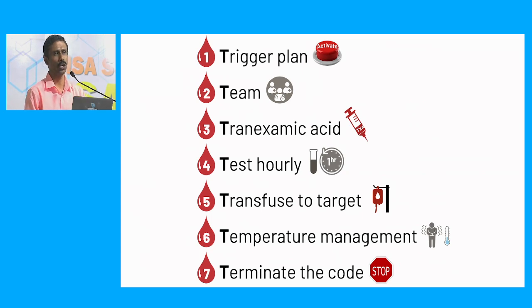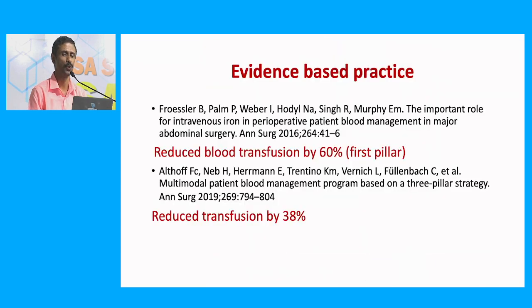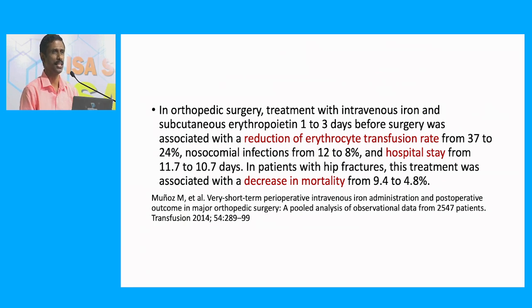Massive transfusion protocol is one point where, again, we are in a lot of dilemma about which product to transfuse. So have a trigger plan, make it a team approach, use tranexamic acid, use repeated evaluation of the patient, and know when to terminate the massive transfusion protocol. The patient blood management is adequately supported in the literature. Just by the implementation of the first pillar, the blood transfusion can be reduced by up to 60%. So they definitely reduce the transfusion rates. Even in orthopedic surgery, it's there.